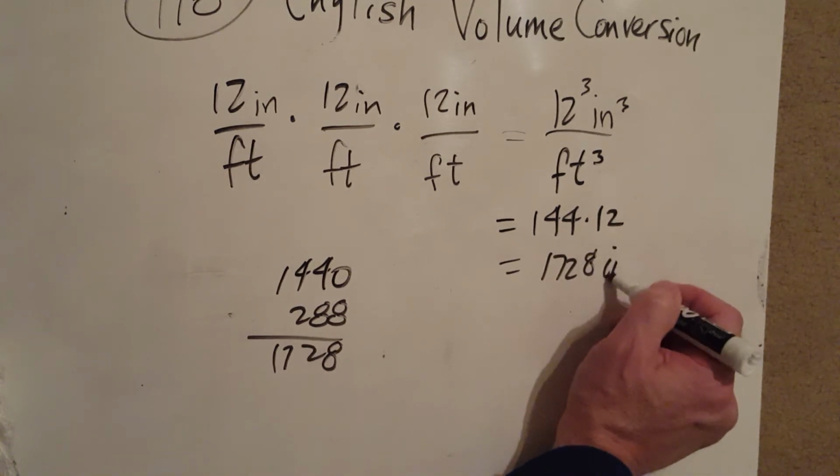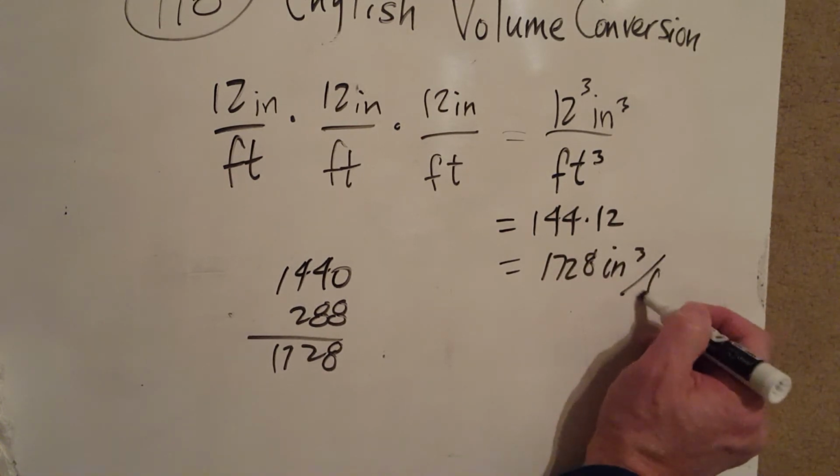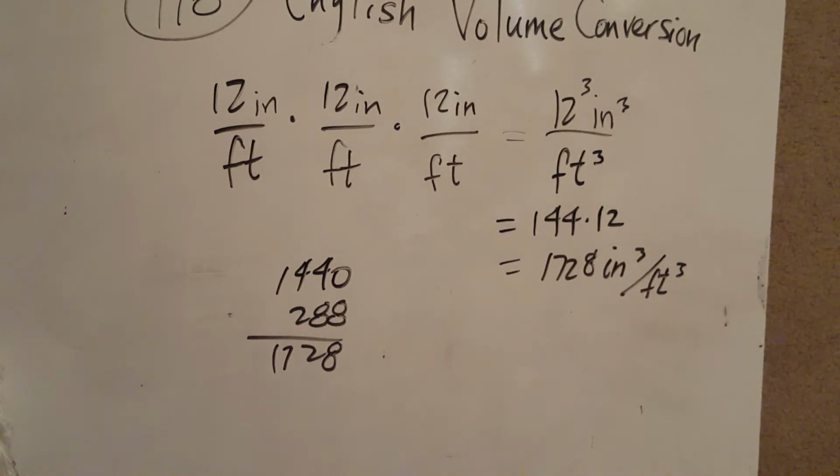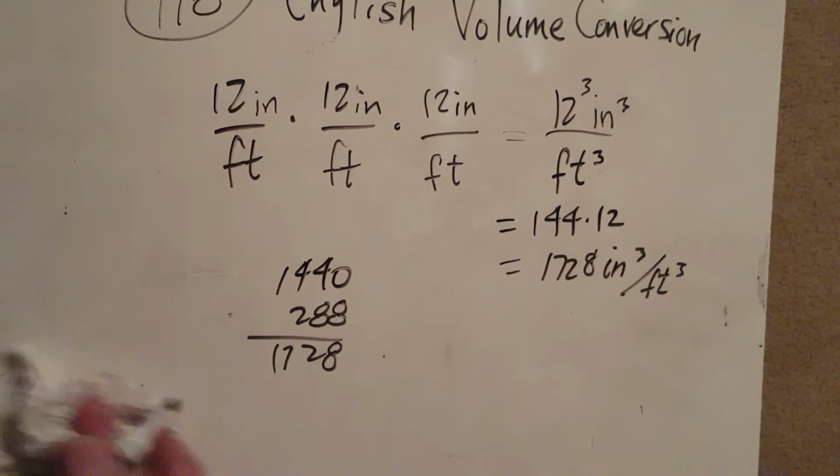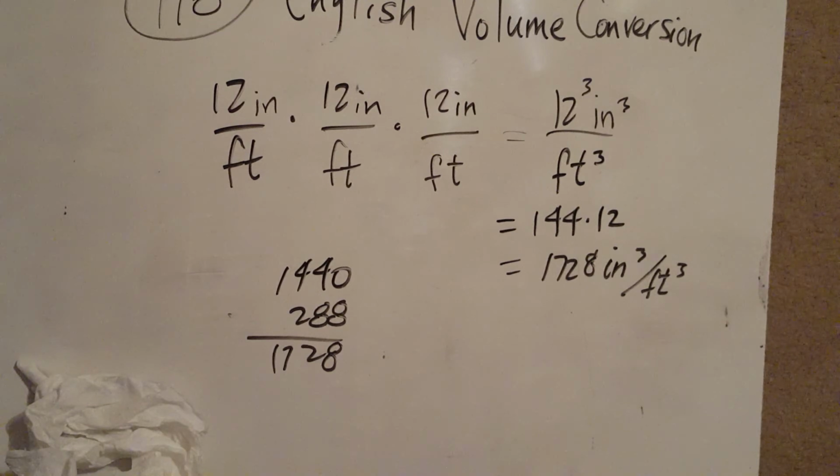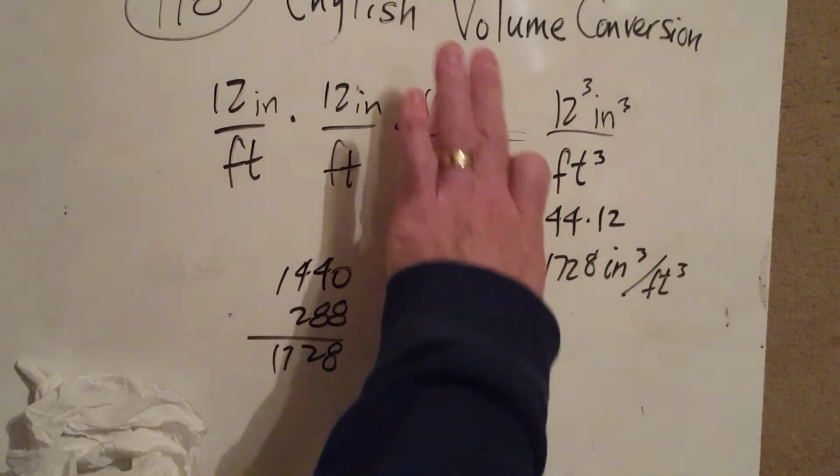1728 cubic inches per cubic foot. All right, and so you'll be asked to do some other volume conversions between cubic feet, cubic miles, cubic yards, and all that stuff. Okay, but that's a volume conversion.